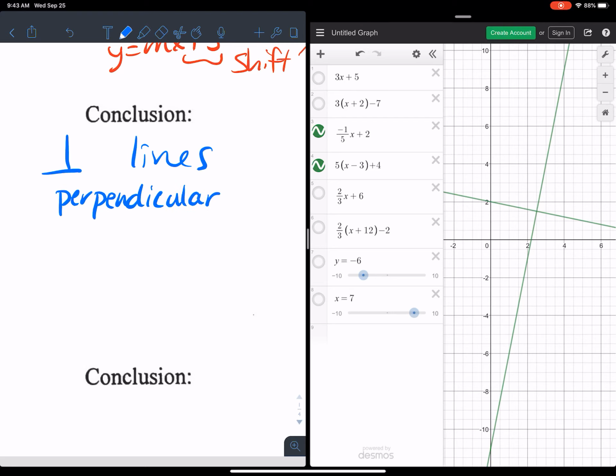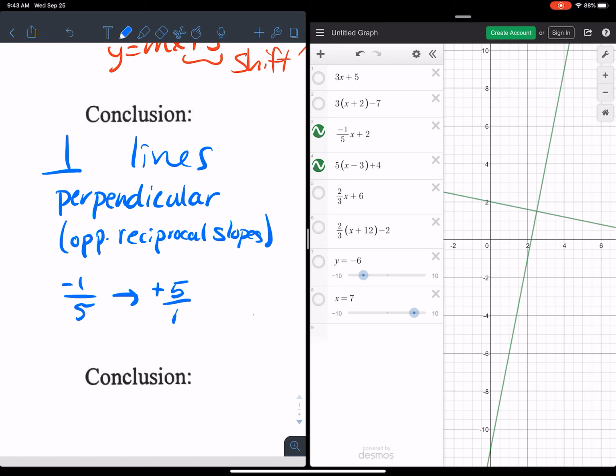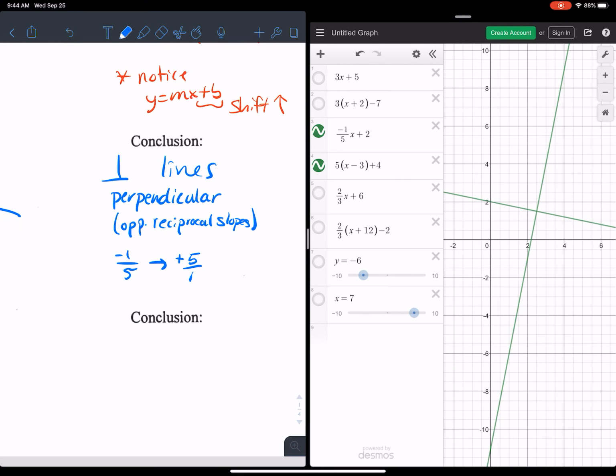And then from there, why they're perpendicular, I just recall that they're opposite reciprocal slopes. So opposite reciprocal, so the opposite means the opposite sign, so negative to positive, and reciprocal means flip it over. So instead of 5 being on the bottom, it'd be on top. Kind of the important things that we'd want you to look at for that one.